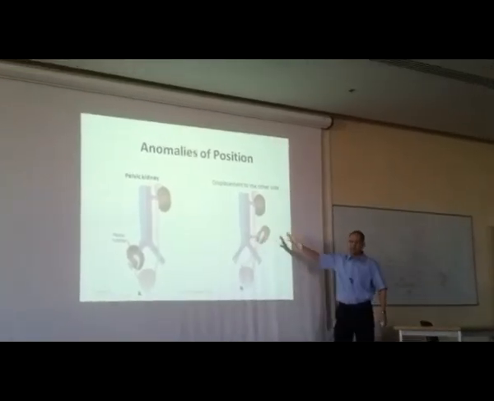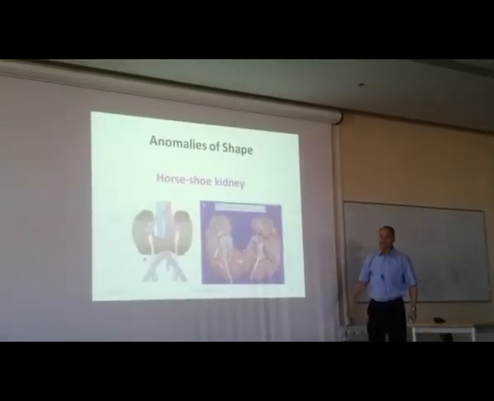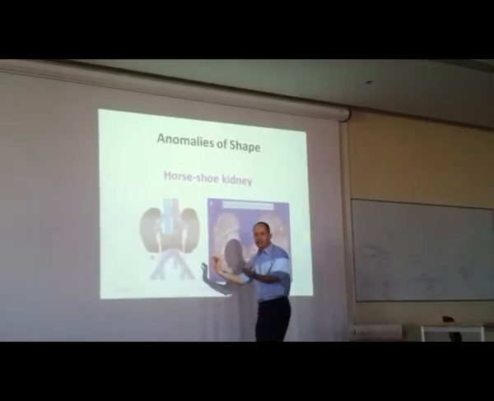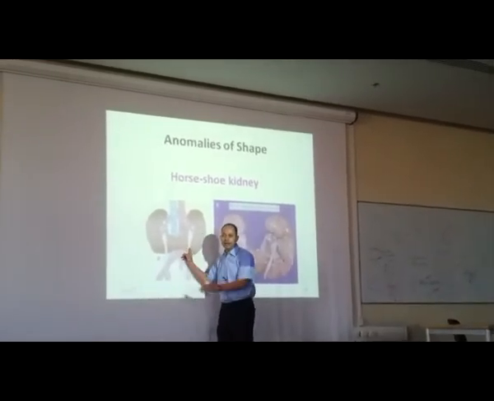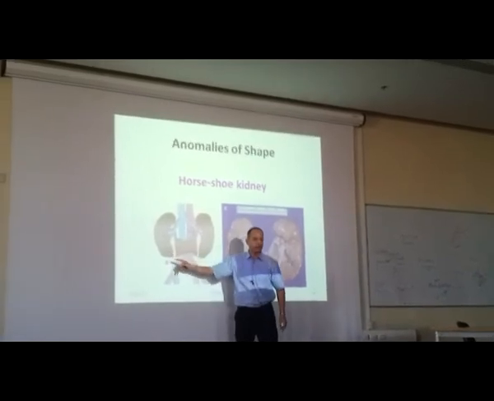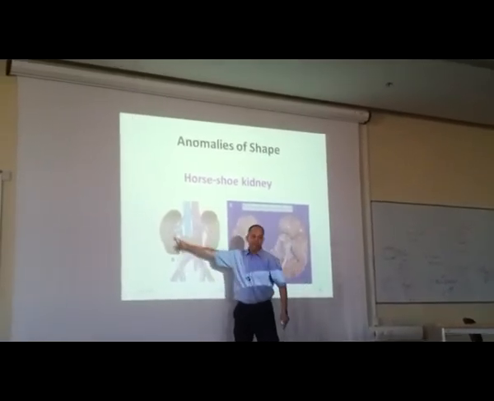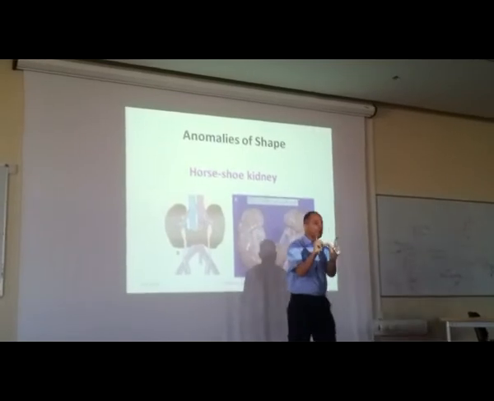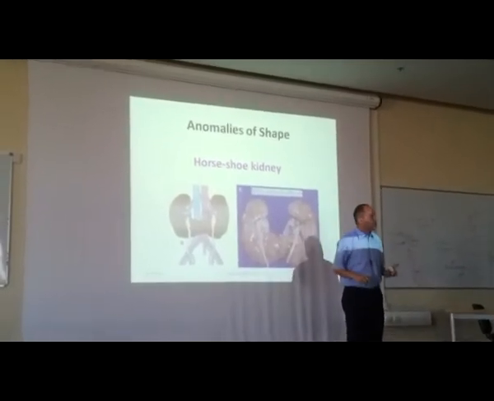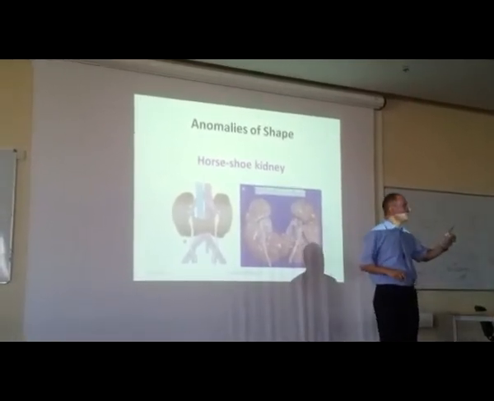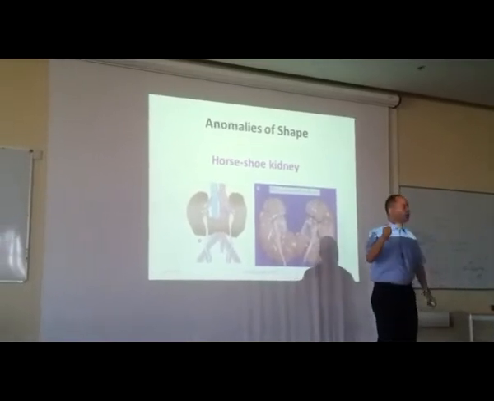Sometimes the migrating two kidneys touch each other and become fused as regards their lower poles. يبقى الاثنين اصبحوا one mass وشكلها زي حذوة الحصان، يسموها horseshoe kidney.